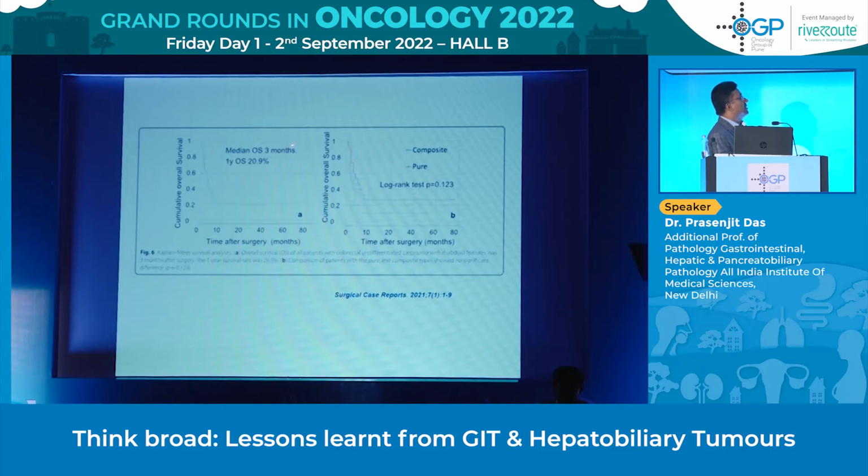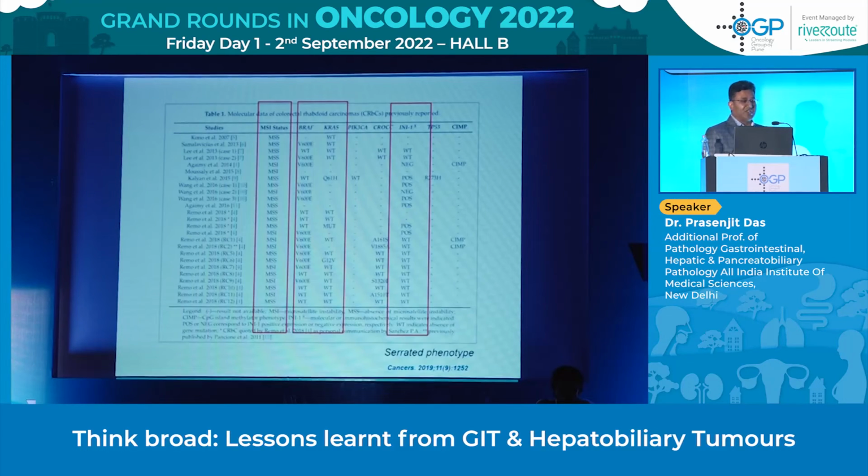So overall 3-month prognosis in this type of tumor is also very poor, 20% only. This is the molecular phenotype. Most of these tumors with rhabdoid differentiation are always microsatellite proficient. However, they show BRAF V600E hotspot mutation as well as KRAS mutation, in some cases, it has been described.